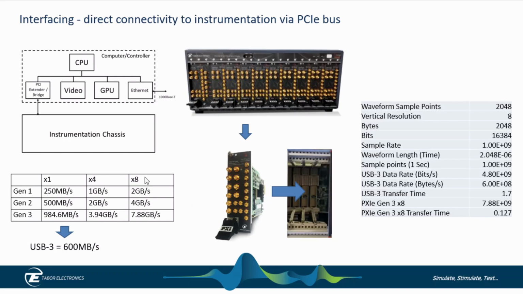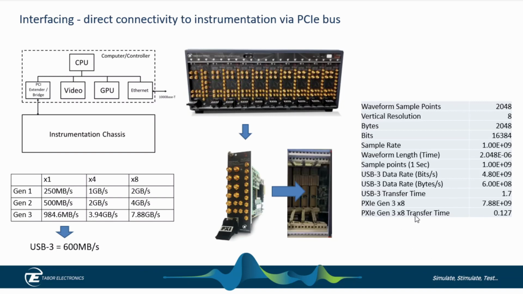So you get 8 times the data rate. Gen 3 defines the base speed. Our base speed is 948 megabits per second. Compare that to USB 3, which is 600 megabits per second. But then we have multiple lanes running in parallel, and we have 8 lanes running in parallel. So from 600 megabits per second using USB 3, we get up to 7.88 gigabits per second. So it's a good fast streaming interface that we can use.